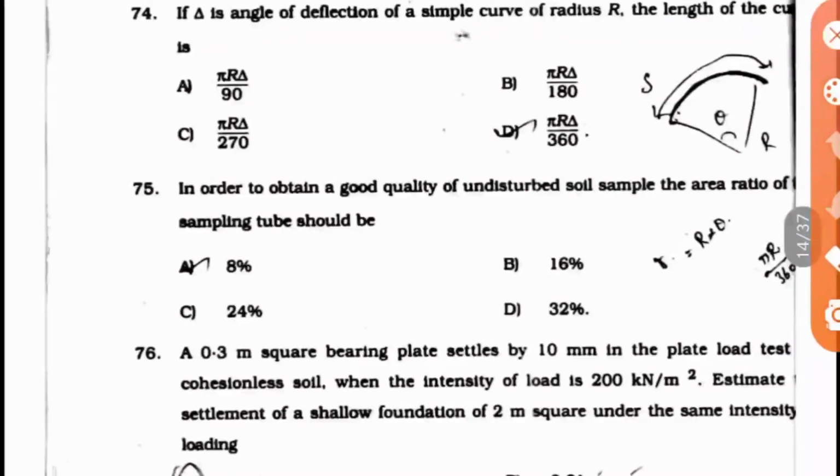74. If del is the angle of deflection of a simple curve of radius r, then the length of the curve is what? So the length of the curve is pi r del by 180.